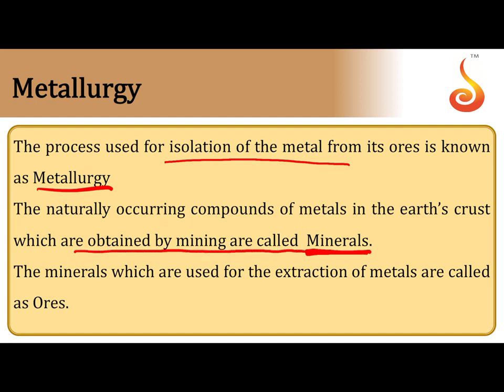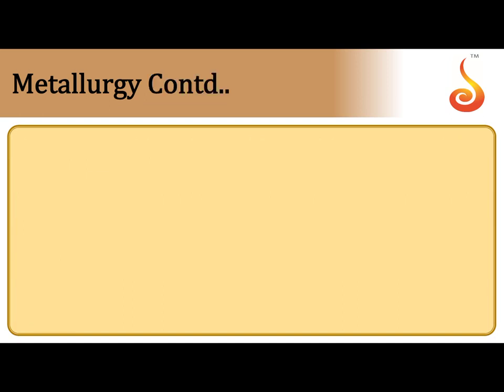But metals are not extracted commercially from all minerals. From one of the minerals, metal is extracted more profitably, more commercially. Such a type of mineral is called ore. So aluminum occurs in cryolite, bauxite, etc. But from bauxite, aluminum is extracted mainly. That's why bauxite is the ore of aluminum.